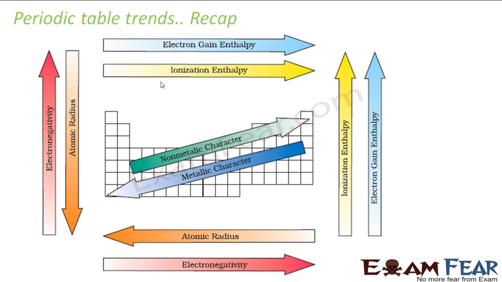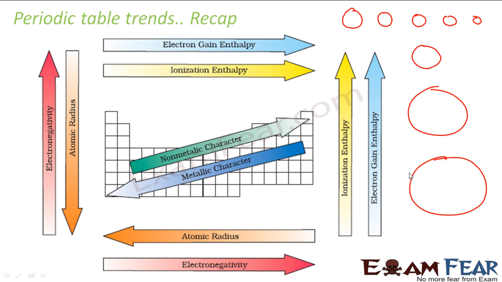The electron gain enthalpy increases as we go from left to right. Why? Because if you see, the atomic size decreases. And if you come here, the atomic size increases. This is across a period, this is across a group. The moment you go from here to here, the atomic size increases. So the electron gain enthalpy increases.